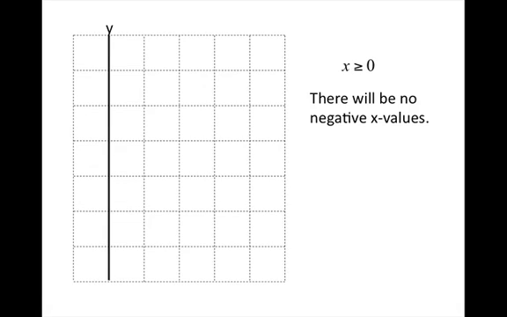Now let's look at graphing this. I first want to begin with x is greater than or equal to 0. This means I'm only using positive x values. So I don't need any of the x values to the left of my y-axis because those are all negative. So there will be no negative x values. When I draw my y-axis, I'm going to move it to the left side of the page.